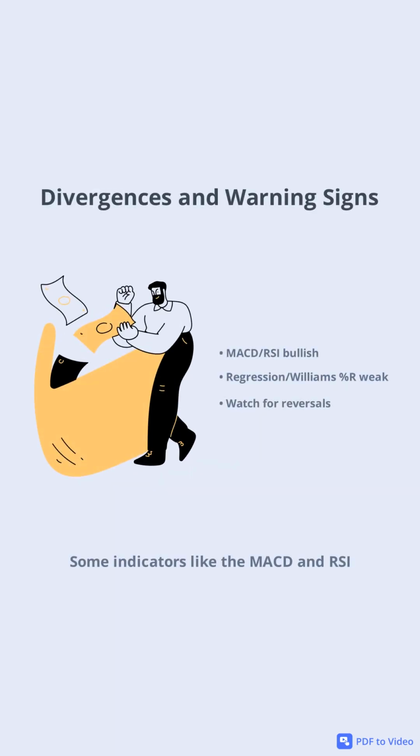Some indicators like the MACD and RSI show mild bullishness, while others, such as the linear regression slope and Williams %R, hint at underlying weakness. Divergences between price and indicators can serve as early warning signs of potential reversals. It's important to consider the full context and not rely on any single indicator for trading decisions.